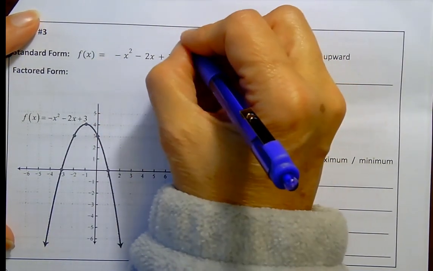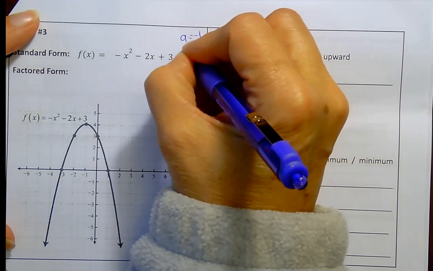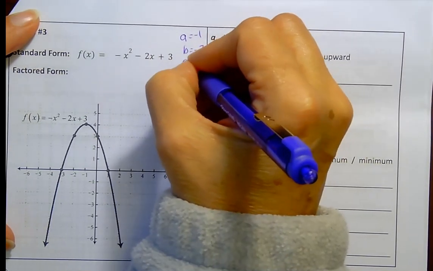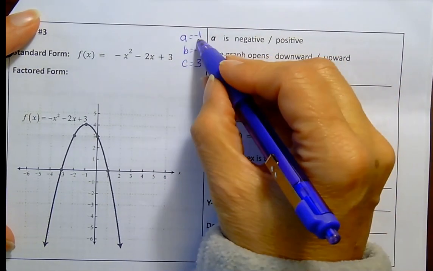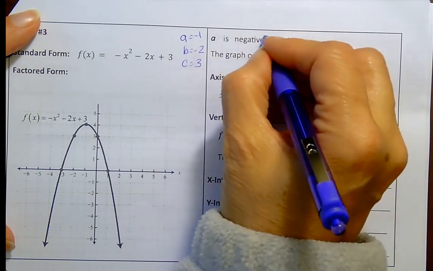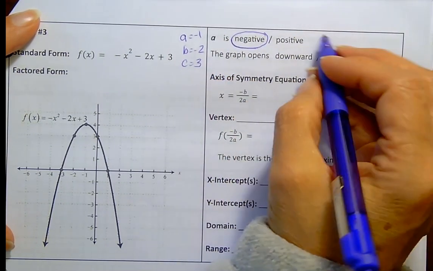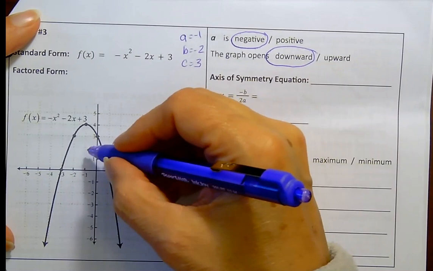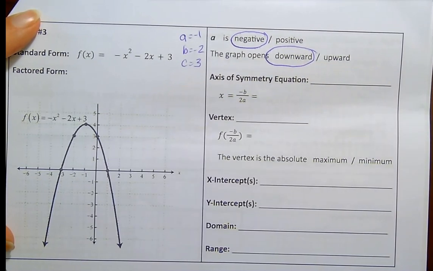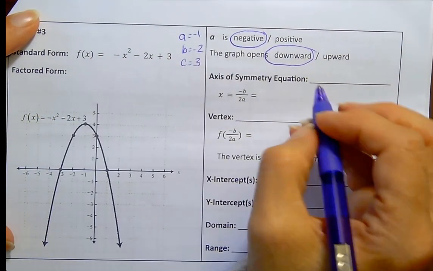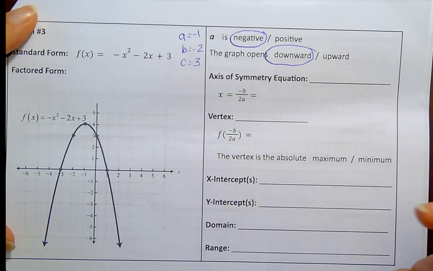So here we are, we're going to look at this equation. Okay, and I know that in this case, a equals -1, b equals -2, and c equals 3. So I can see that my a is negative. If a is negative, then that graph is going to open downward, and sure enough it does. Okay. So I'm going to kind of go back and forth between these two boxes.